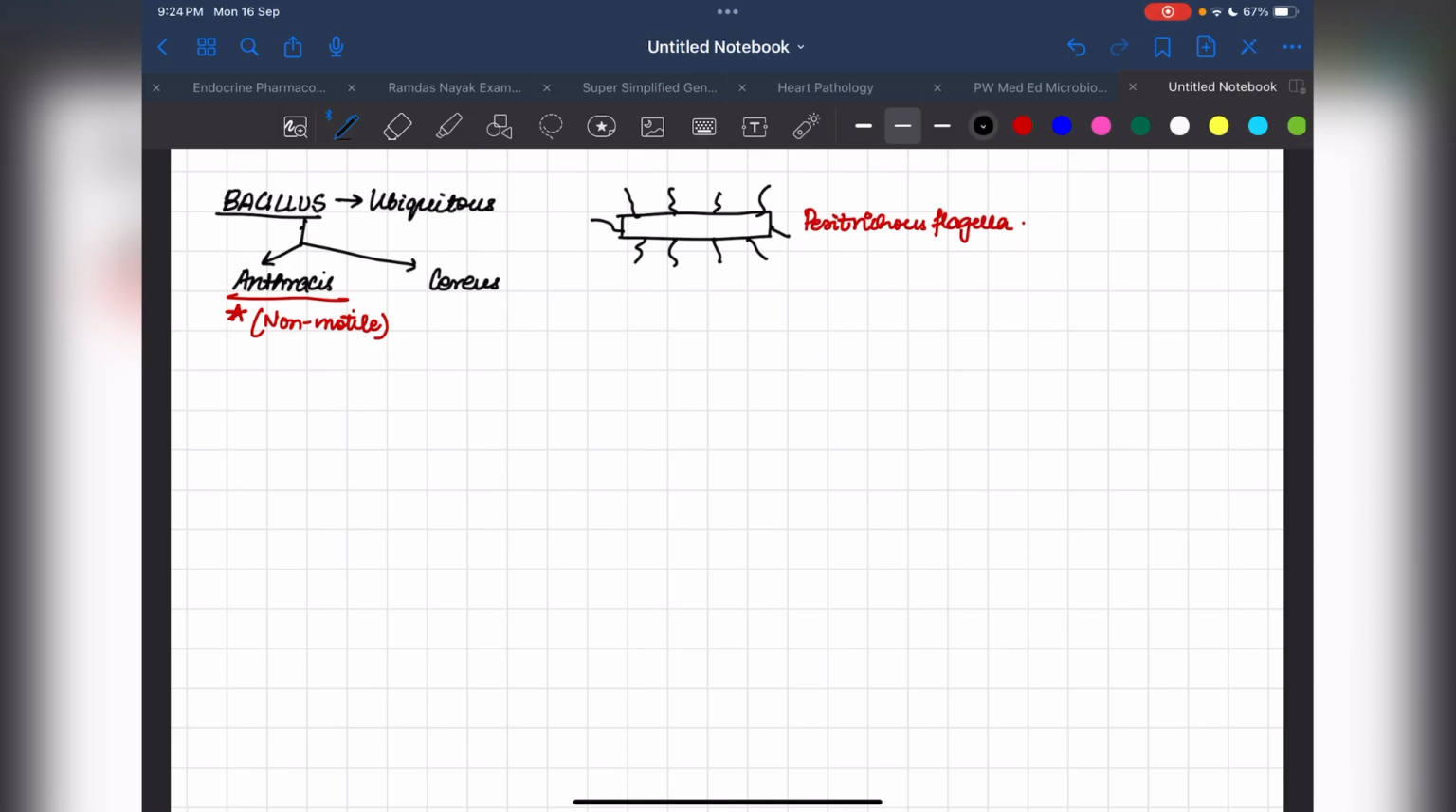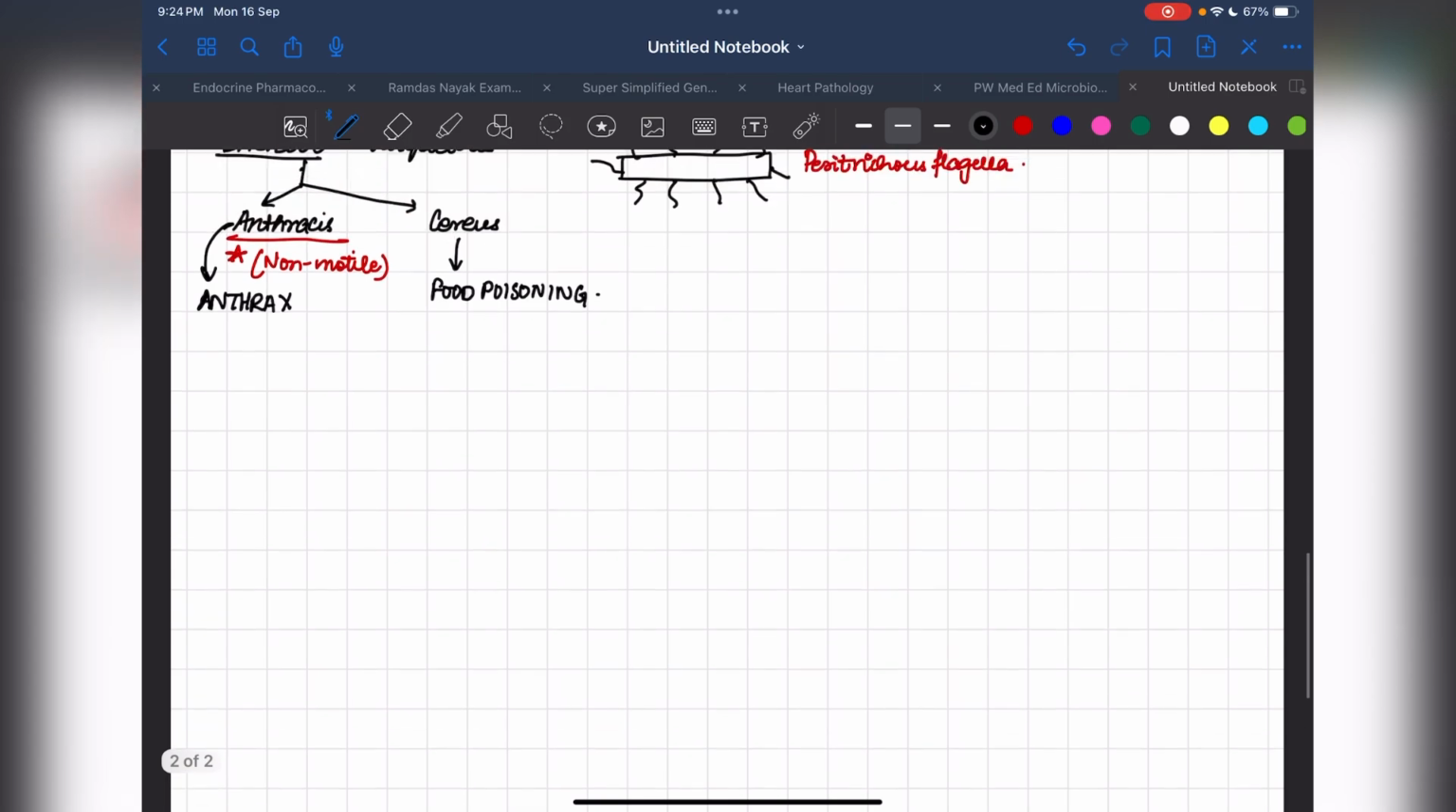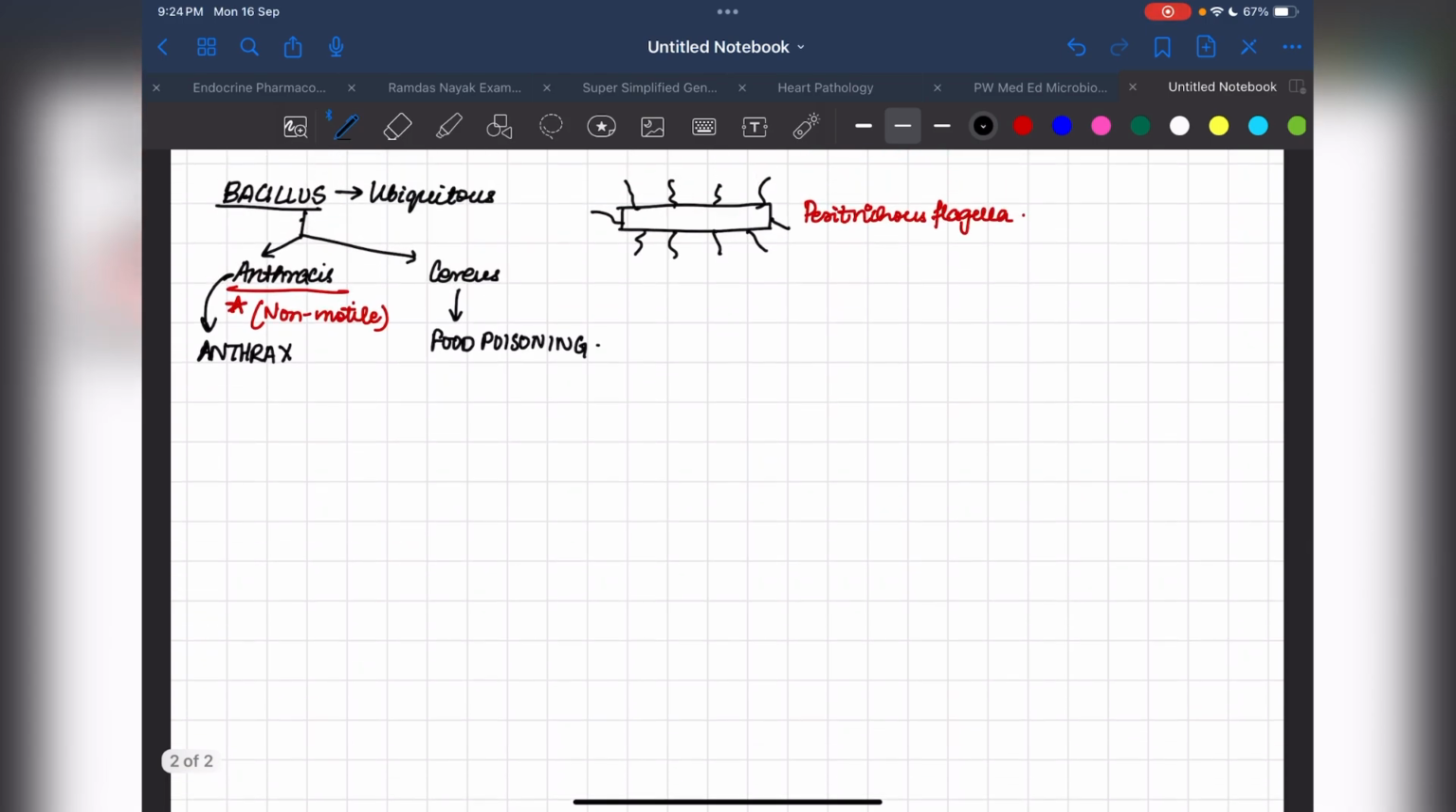Now, what can they cause? Bacillus anthracis will obviously cause anthrax, while Bacillus cereus will cause food poisoning. Anthrax is primarily a disease of animals. Humans are a secondary host for it.